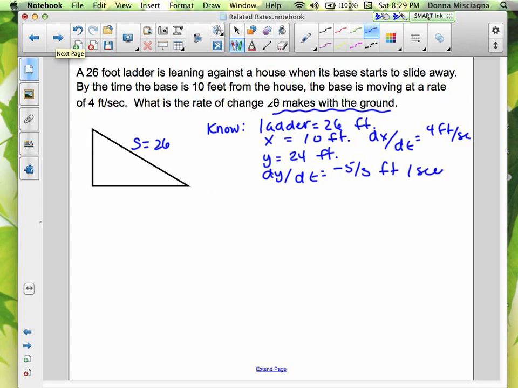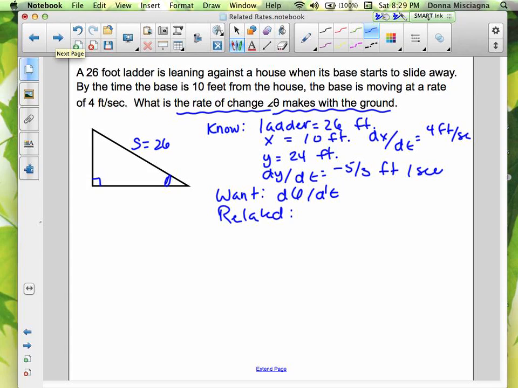Okay. What we want to know the rate of change for is angle theta, right there. Angle theta makes with the ground. It would have to be that one anyway, because the other one is a right angle and not changing. So we want d theta/dt. How are they related? They still make a right triangle.